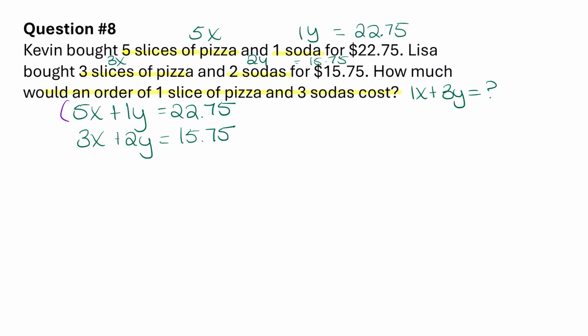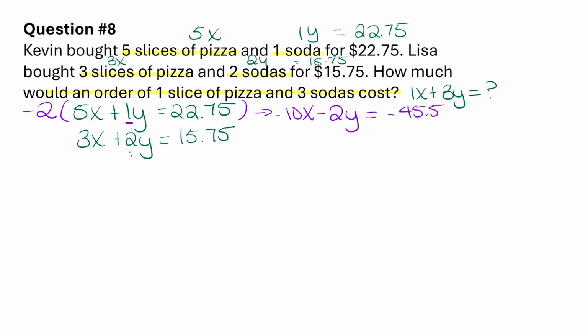So here the y has a coefficient of 1, so if I multiply this by negative 2, okay, and turn this into a negative 2y, I can combine it here and cancel out my y's. So that's going to be my strategy in working on this problem. So I do negative 2 times 5x, so I get negative 10x. Negative 2 times 1y, so minus 2y equals, and then I'm going to go ahead and do negative 2 times 2275, and so that's negative 45.5.